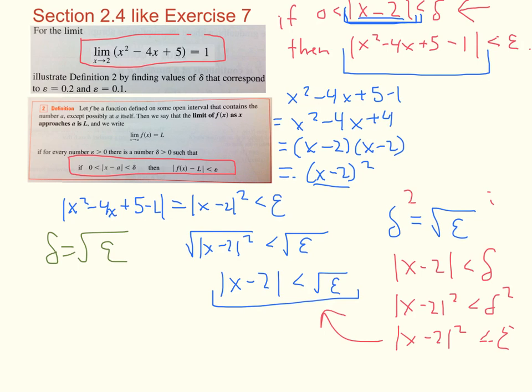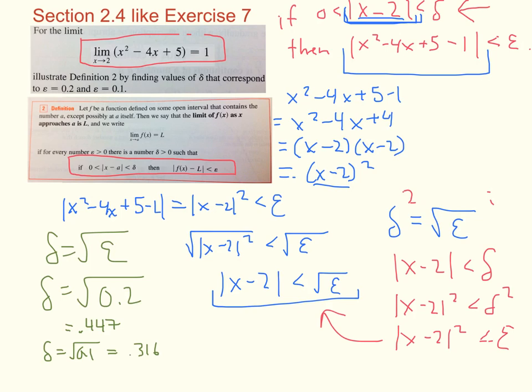So for the first one, I know that epsilon is equal to 0.2. We evaluate the square root of 0.2, which comes out to be somewhere in the ballpark of 0.447. And when epsilon is equal to 0.1, take the square root of that and we get something in the ballpark of 0.316. Please make sure if you're finding these deltas that you're rounding down and not up so that you don't go out of bounds on one side.